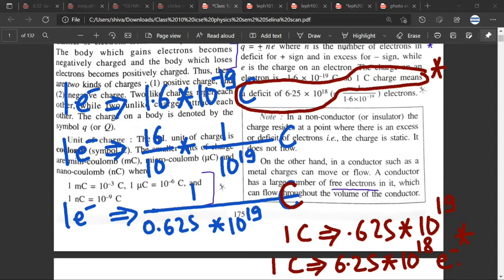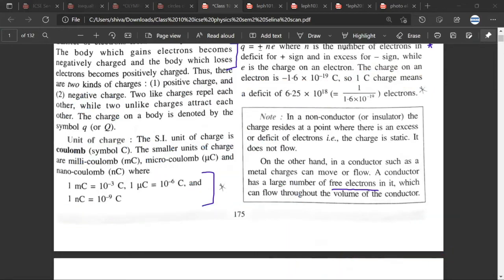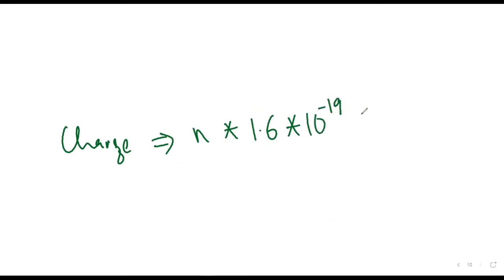Basically, the important thing that you need to understand is that the charge will always exist as some integer n into 1.6 into 10 raised to the power minus 19 coulomb, and this n would always be an integer. Any doubt? No doubt.